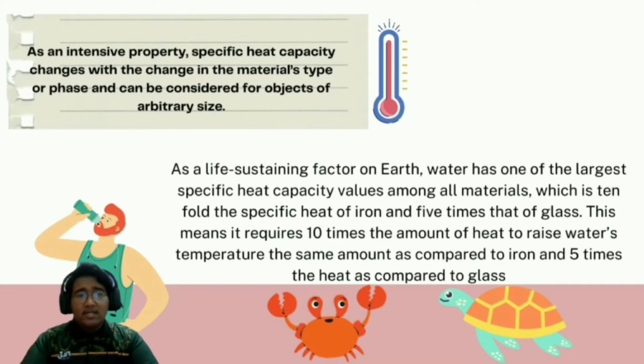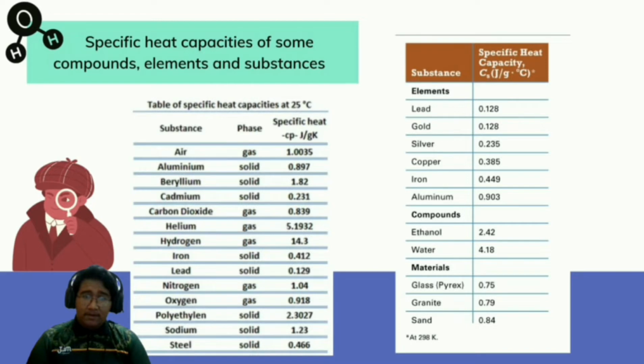As a life-sustaining factor on Earth, water has one of the largest specific heat capacity values among all materials, which is 10-fold the specific heat of iron and 5 times that of glass. This means it requires 10 times the amount of heat to raise water's temperature the same amount as compared to iron, and 5 times the heat as compared to glass. This is the specific heat capacity of some compounds, elements and substances, so you can look at the table.